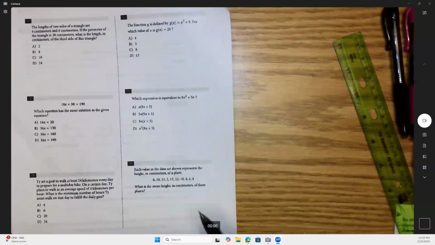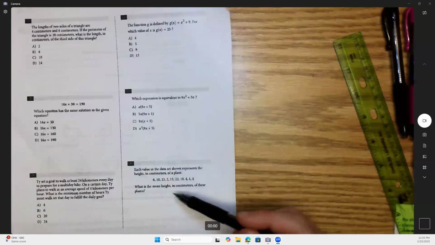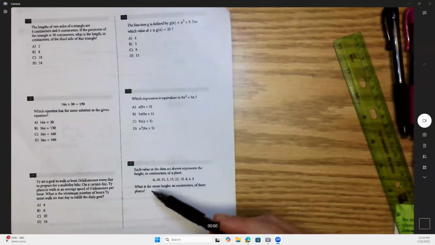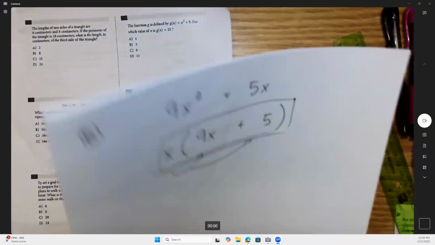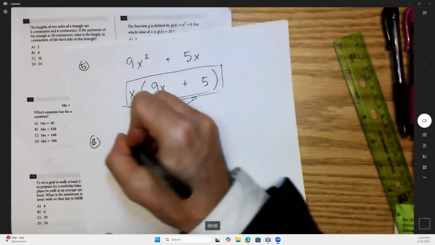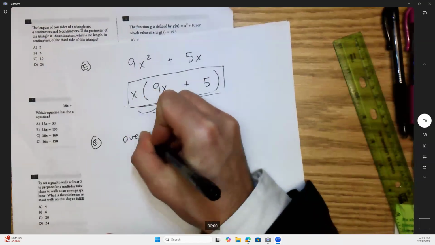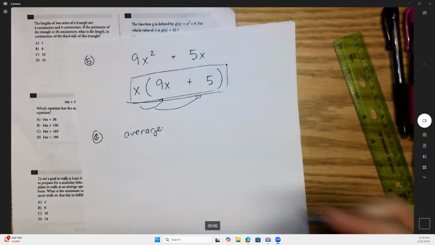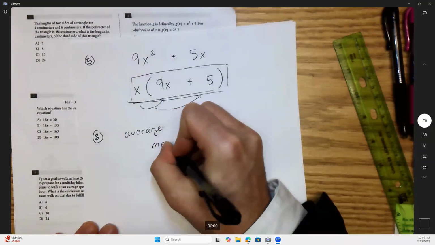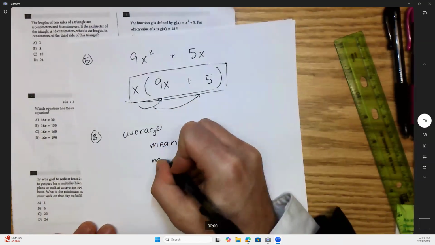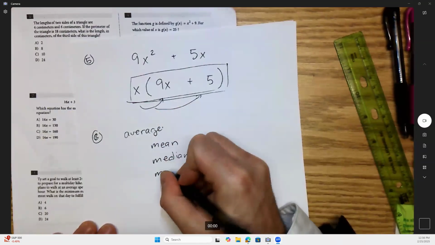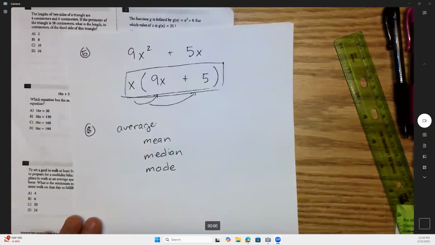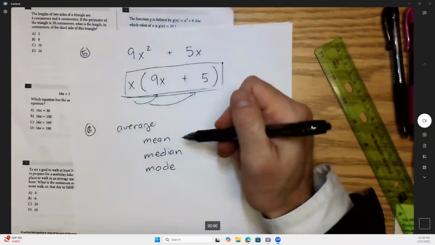Number 6. They give you 10 different plant heights. So we got 10 different plants, measured all the heights, wrote them all out. What is the mean height? Let's talk about averages. Number 6, averages. Because they're asking mean here, but they could ask about median. You might see a question next week about median. You might see a question next week about mode. So let's review all of these.